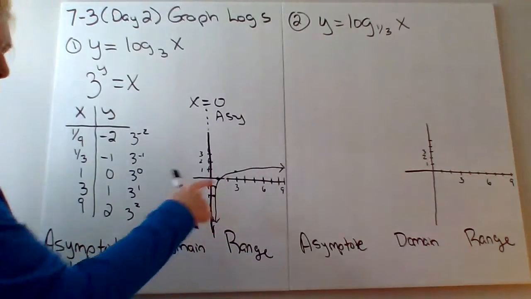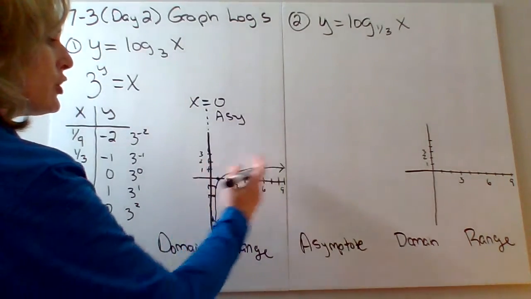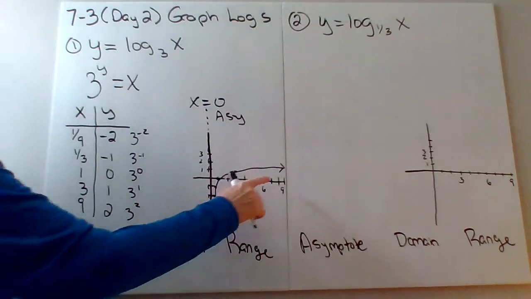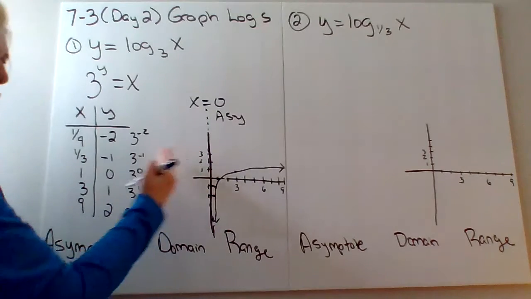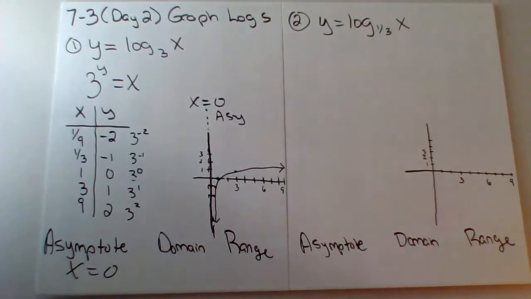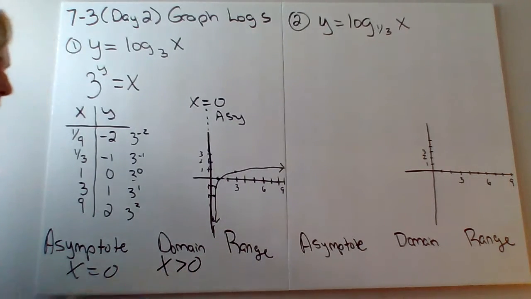The domain. It's probably easier to look at the graph. You can only choose positive values of x because this asymptote keeps you from choosing negative numbers back here, because you can't take the log of a negative number. So your domain is going to be x is greater than 0.